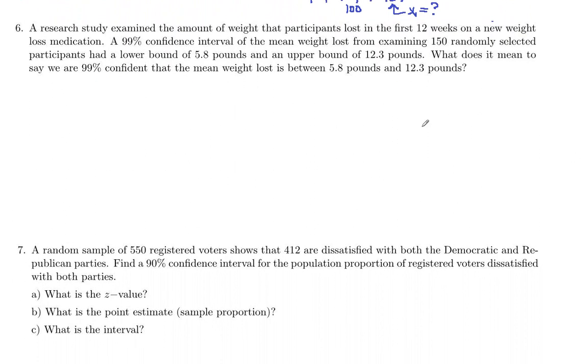Number 6, we have a research study here that examined the amount of weight the participants lost in the first 12 weeks on a new weight loss medication. A 99% confidence interval of the mean weight lost from 150 had a lower bound of 5.8 and an upper bound of 12.3. So what does it mean to say we are 99% confident the mean weight loss is between 5.8 and 12.3? So that's our lower bound, upper bound. So we're asking, what does this 99% confident mean? So remember, that's a probability statement about the proportion of intervals.